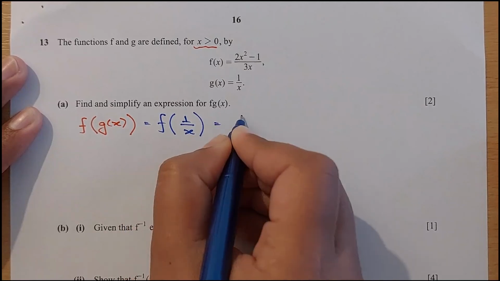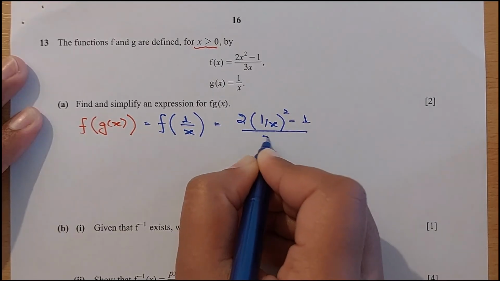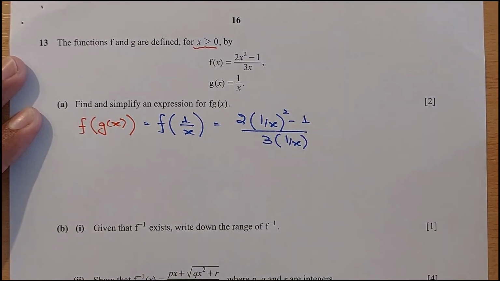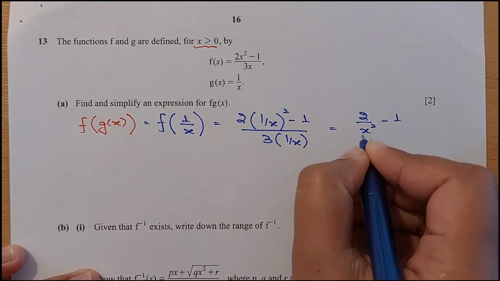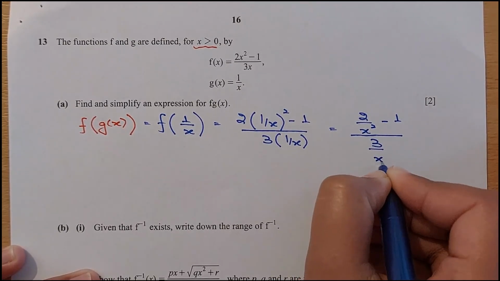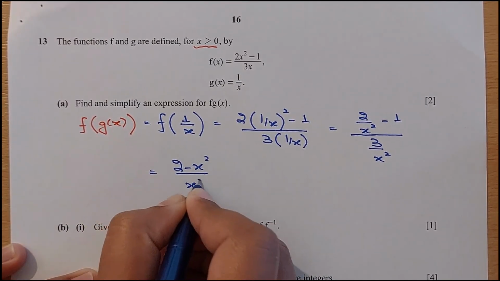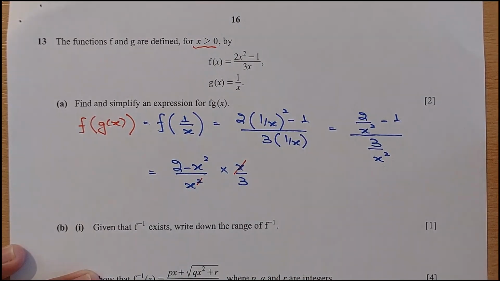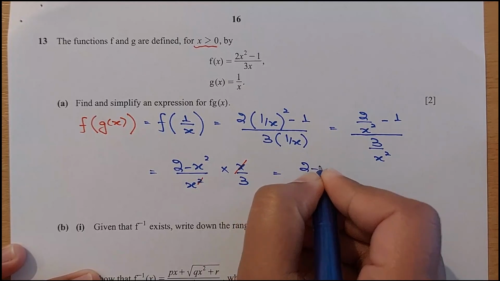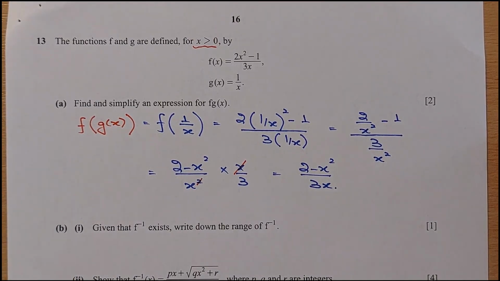Now f of x is equal to 2 times 1 by x square minus 1 over 3 into 1 by x. So here we have 2 over x square minus 1, whole divided by 3 over x square. So let me take LCM. We have 2 minus x square divided by x square, and then times x by 3. So we can cancel x square with this x, and we are just left with 2 minus x square divided by 3x. Now for the B part 1, given that f inverse exists, write down the range of f inverse.